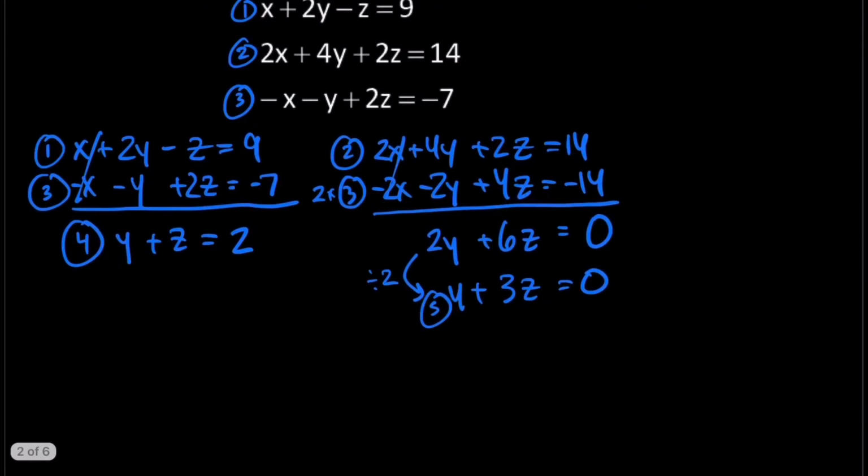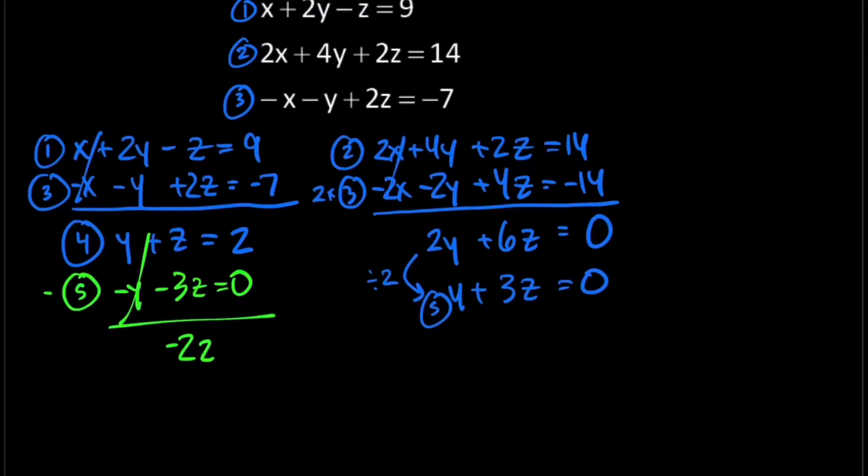Now this is pretty straightforward. I need to take equation 4 and equation 5 and get one of the variables to cancel. Well, notice, that's a y, that's a y. So if I just negate this equation and combine it with that one, that'll work out nicely. So I'm going to take negative equation 5, negative y minus 3z equals 0. I'll combine those. Y's cancel. Z minus 3z is negative 2z, and that gives me a 2. So obviously z equals negative 1. I got that value for z.